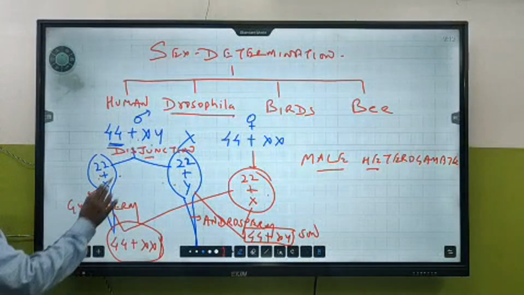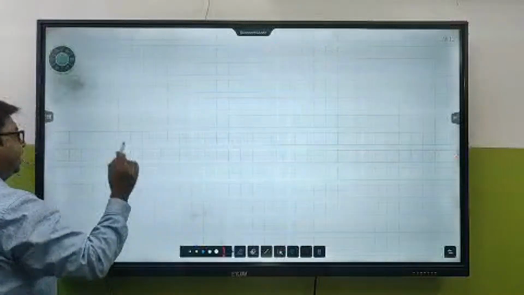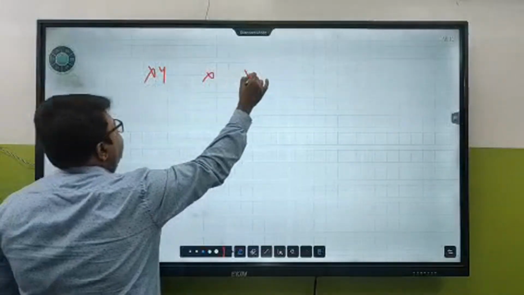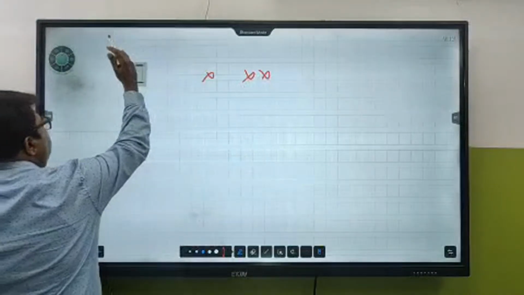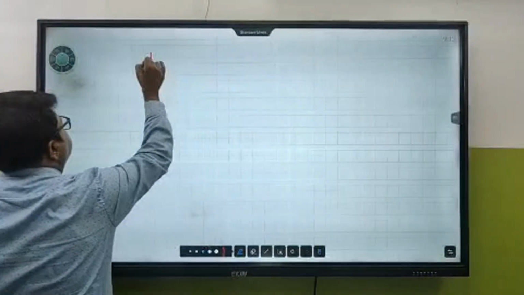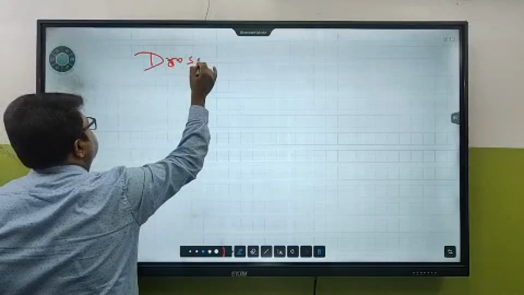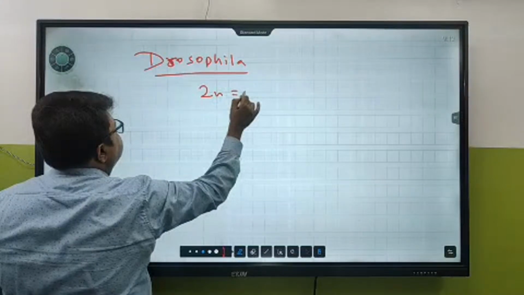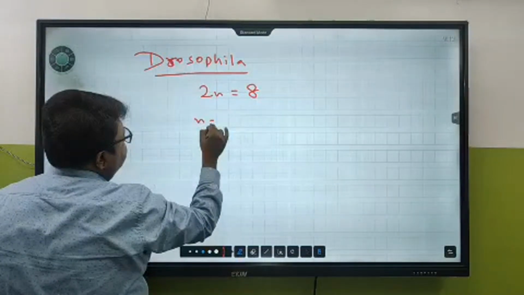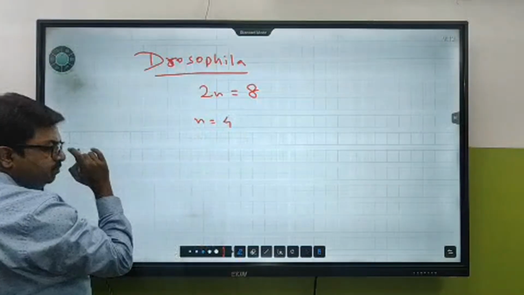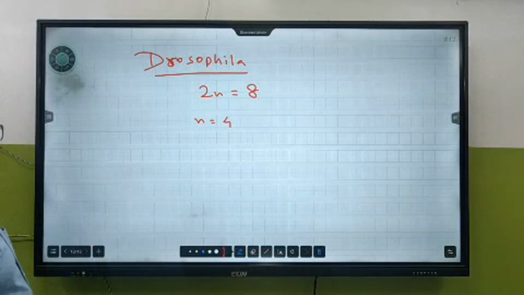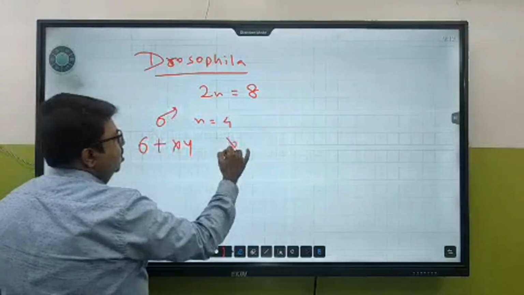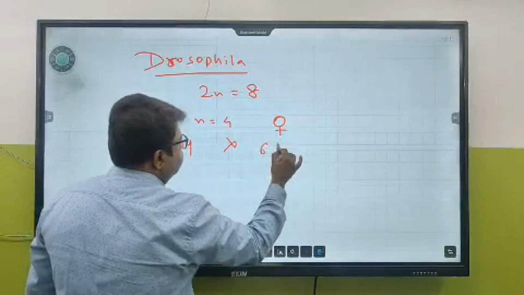Clear? Let's talk about Drosophila. In Drosophila, the same thing happens. In Drosophila also, the male is XY and the female is XX. So what is the chromosome number of Drosophila? Who is going to tell me? Any idea? 2n is equal to 8. So what is n? N is equal to 4. So 6 plus XY male crossed with female 6 plus XX.